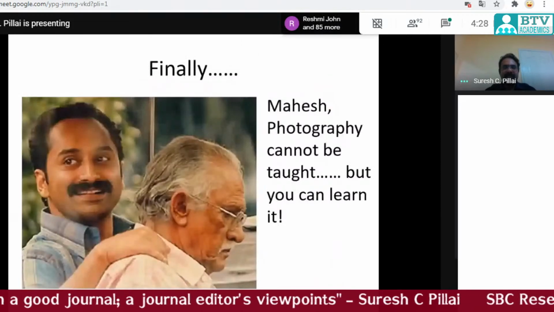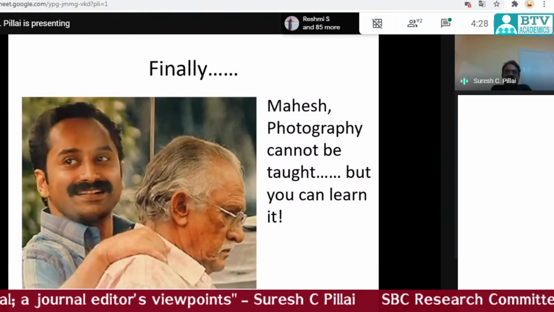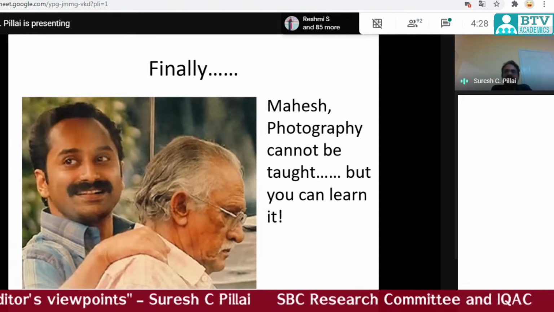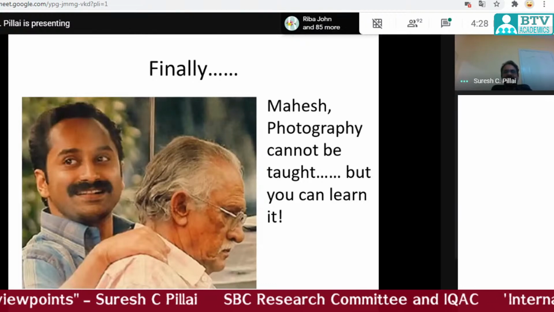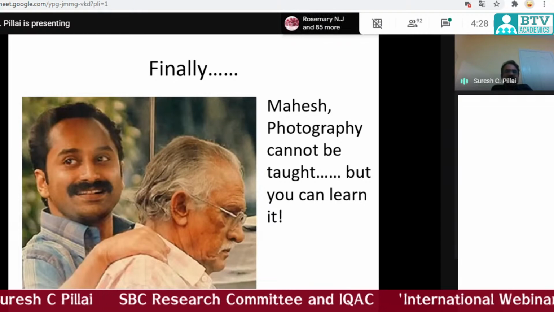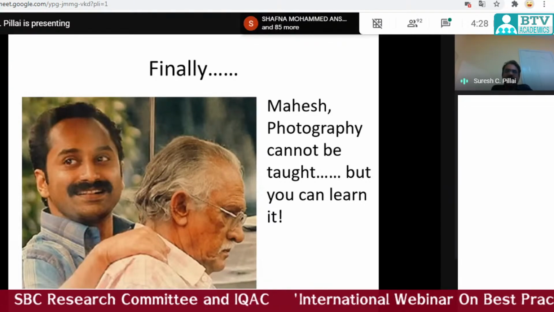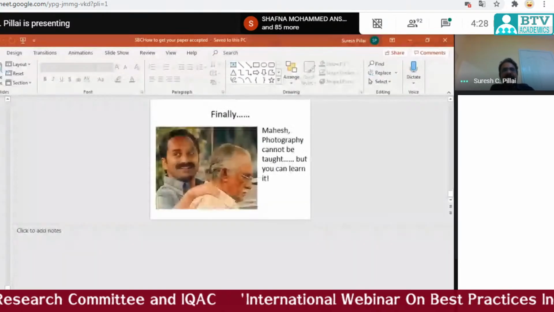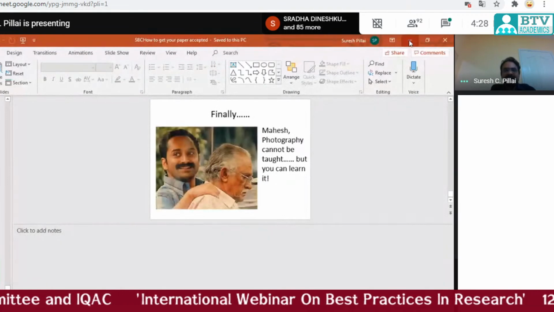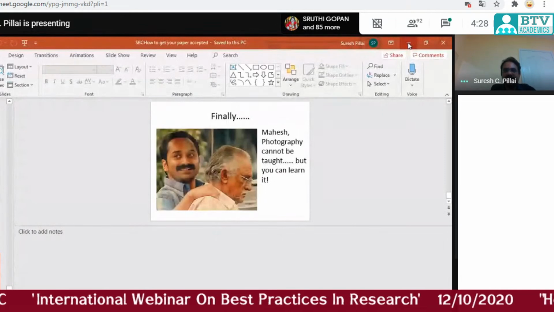So finally, I like this movie, Mahesh in the Prathigaram. The quote from there is that, Mahesh, photography cannot be taught, but you can learn it. In Malayalam, Mahesh, photography പഠിപ്പിക്കാൻ പറ്റത്തില്ല, പക്ഷെ പഠിക്കാൻ പറ്റും. In the same way, paper writing cannot be taught, but you can learn it. So with that, I would like to conclude and thank you for your attention.